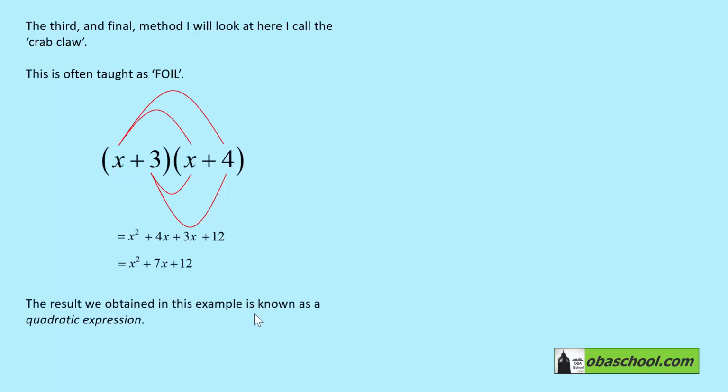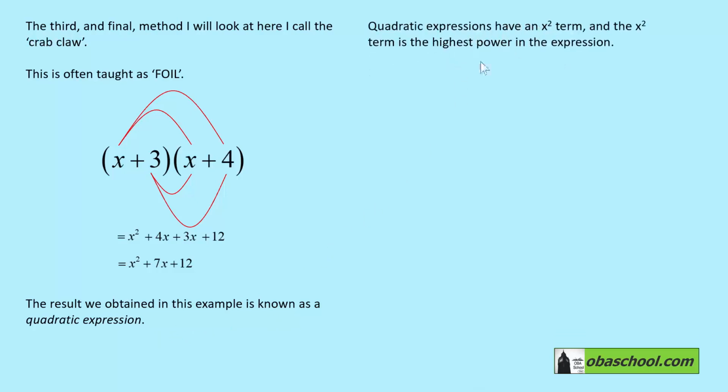The result we obtained in this example is known as a quadratic expression. Quadratic expressions have an x squared term. So this one has an x squared term just here. And the x squared term is the highest power in the expression. So if we have an x cubed or an x to the 4, that's not a quadratic. There would not be fractional or negative powers in a quadratic expression.